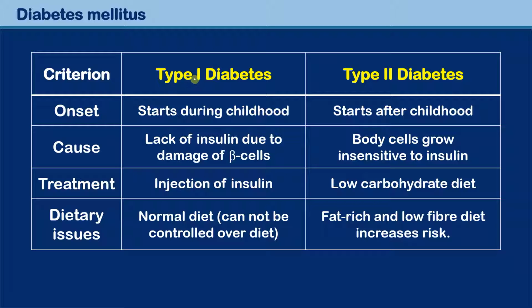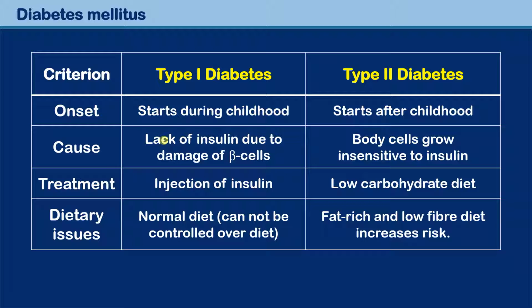In type 1 diabetes, it starts during childhood, and type 2 diabetes starts after childhood. And in both cases, you have a problem regulating blood glucose level. And maybe that's one similarity that I should have written somewhere. Both types of diabetes have problems regulating blood glucose, but it starts at different times of a person's life. There is a different cause.